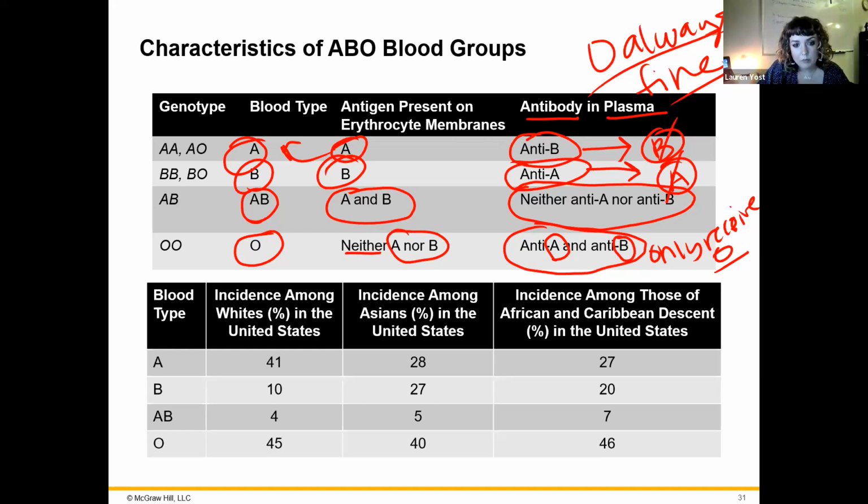AB can get any blood type, A or B or AB or O. Oh my gosh, they can get anything, the universal recipient, right? They can only give blood to AB. Nobody else can get AB blood. Kind of funny how that works out.